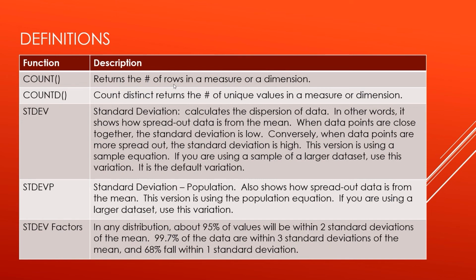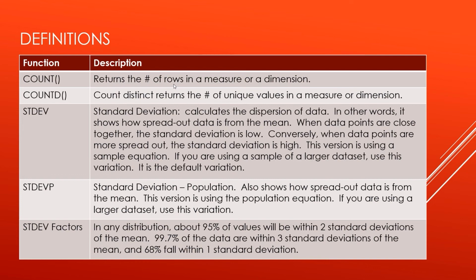And then you have two variations of standard deviation in Tableau. Standard deviation calculates the dispersion of data. In other words, it shows how spread out data is from the mean. When data points are close together, the standard deviation is low. Conversely, when data points are more spread out, the standard deviation is high. This version, the function named STDEV, is using a sample equation. If you're using a sample of a larger data set, use this variation, and it is the default variation in Tableau. If you're used to doing this in Excel, it's exactly the same.